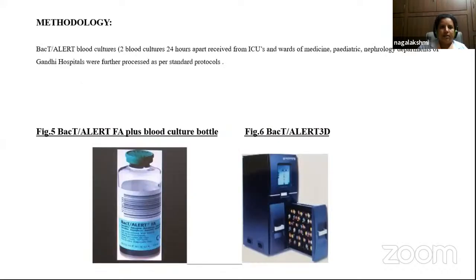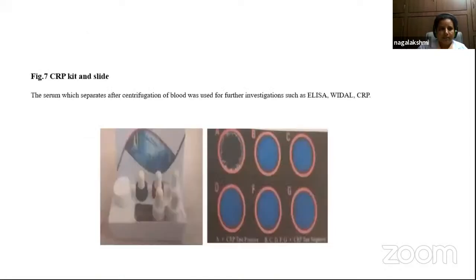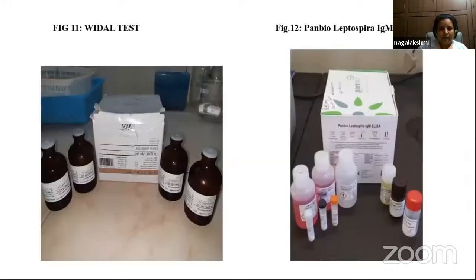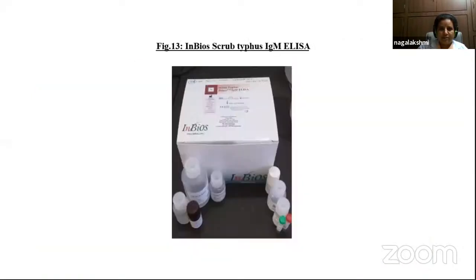The methodology is by using bacterial blood culture bottles, 2 blood cultures 24 hours apart, received from ICUs and wards of medicine, pediatric, and nephrology departments of Gandhi Hospital, which were further processed as per the standard protocols. These are bacterial blood culture bottles and the BacT/ALERT 3D system, and the CRP kit and slide. The serum which separates after centrifugation of the blood was used for further investigations such as ELISA, Vidal, and CRP. This is the ELISA washer, incubator, and ELISA reader. This is the Vidal test kit, this is the ELISA kit, and this is the scrub typhus ELISA kit.